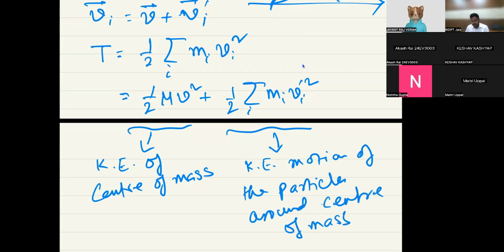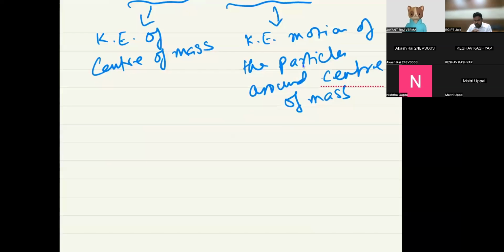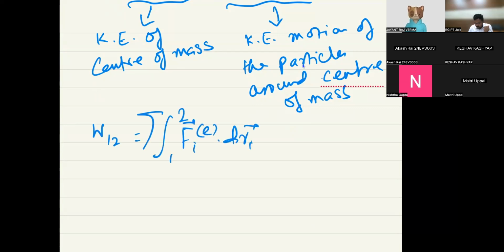So you can separate these two terms as far as the kinetic energy is concerned. And now we should also be able to determine the potential energy. We will do it similarly to the single particle case. The total work done was the integral from 1 to 2 of the force acting on the particle, F_i dot dr_i, and then we take the summation over all the particles.